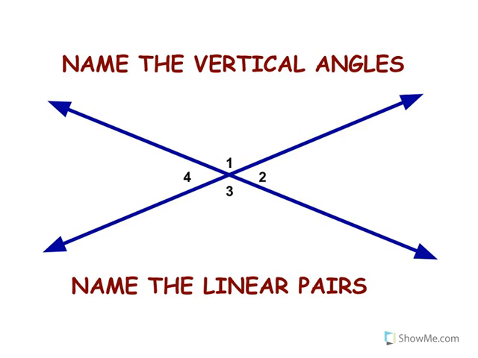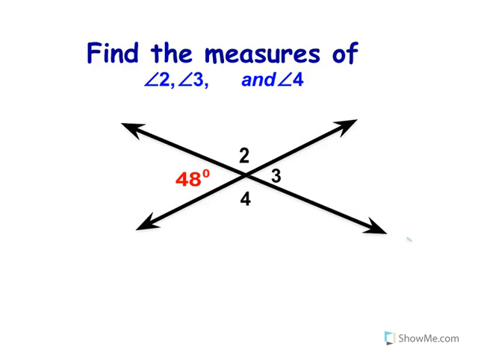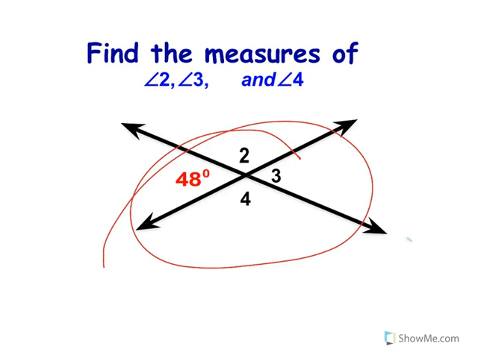So, vertical angles would be 1 and 3 and 2 and 4. They're opposite of each other. Our linear pairs would be 1 and 2, 2 and 3, 3 and 4, 4 and 1. Huge vocabulary. I cannot stress this enough. Huge vocabulary. Okay? And so once we know about vertical angles and linear pairs, we can find out all of those angles.